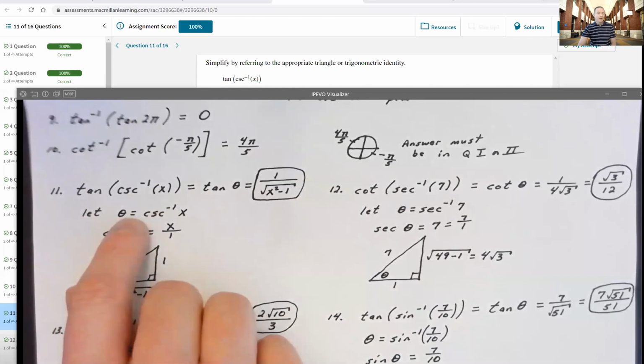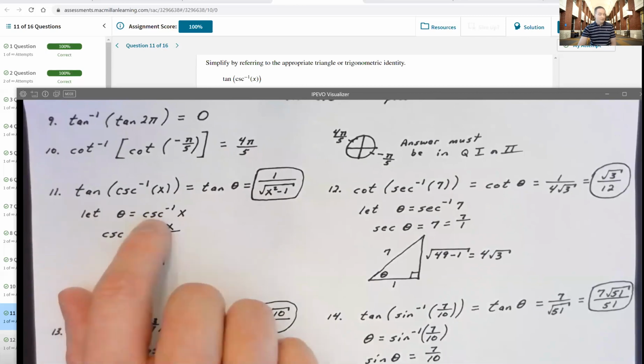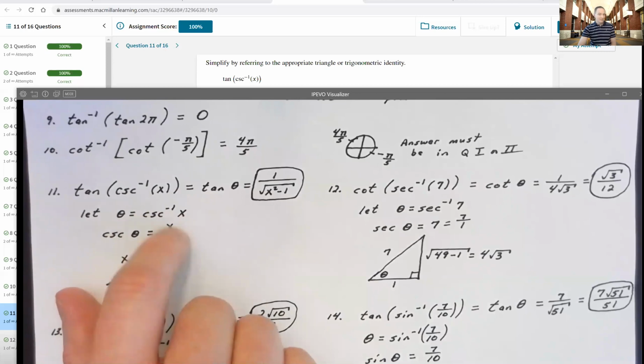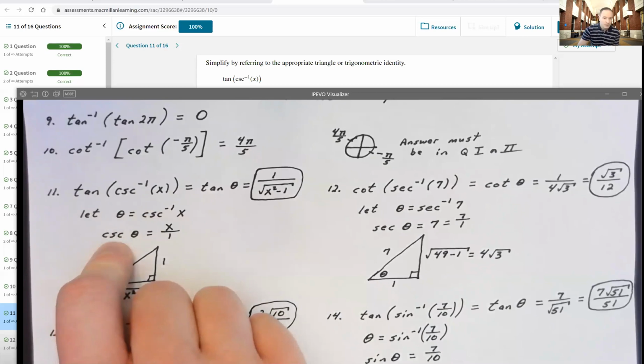That's what I'm doing. In order to solve this out, you would take the cosecant of both sides. You get the cosecant of theta. Cosecant and inverse cosecant cancel, and you'll just get x. And I've chosen to write that as x over 1. Because now I'm wanting you to remember your SOHCAHTOA: sine is opposite over hypotenuse, cosine is adjacent over hypotenuse, and tangent is opposite over adjacent.